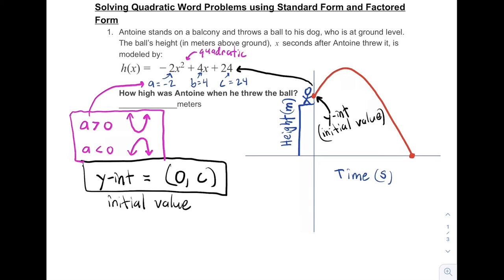And our A is going to tell us if it opens up or down. So those are two things that we can see just by looking at the equation. So your y-intercept, initial value, is always at (0, C). So your y-intercept here is going to be (0, 24). Because that's our y-intercept. Okay.